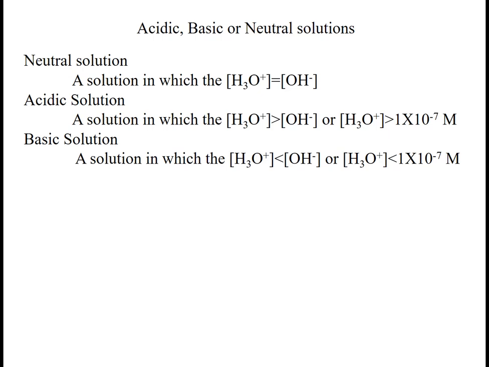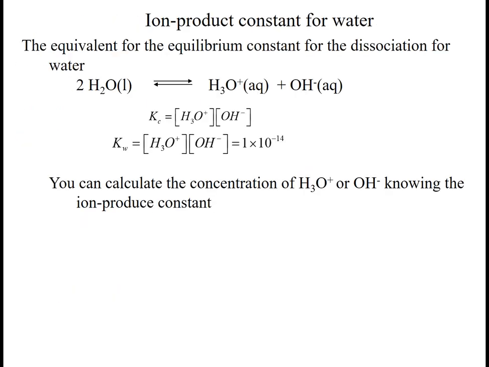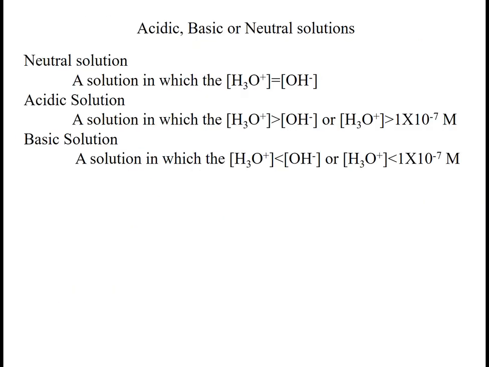Okay, so last time we talked about how you can calculate either the hydronium ion concentration or the hydroxide ion concentration using the equilibrium constant for water, which at 25 degrees is 1 times 10 to the minus 14th. Now we're going to look at whether that produces an acidic, basic, or neutral solution. A neutral solution is when the hydronium ion is equal to the hydroxide ion, and that happens when either one is exactly 1 times 10 to the minus 7th molar.